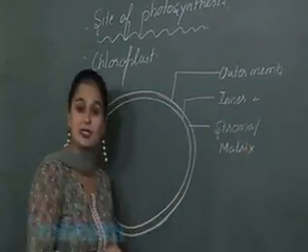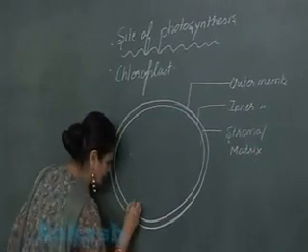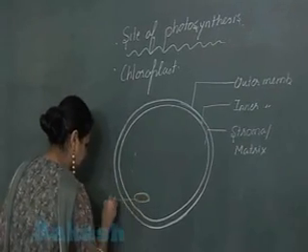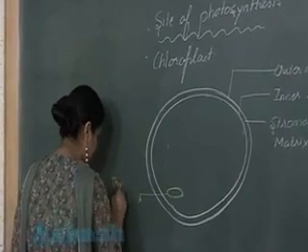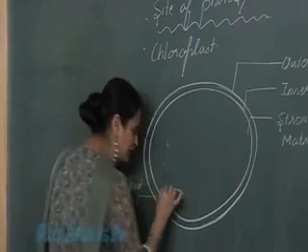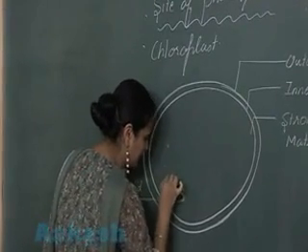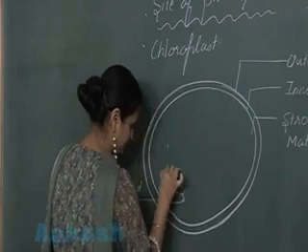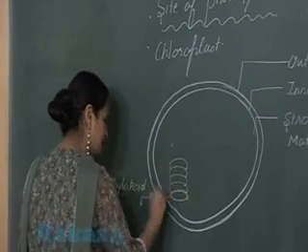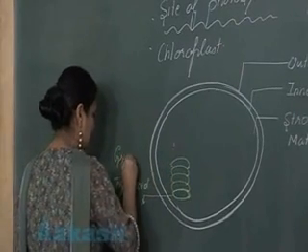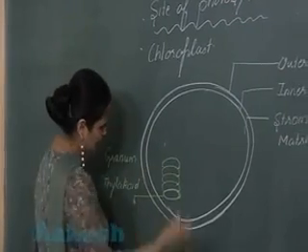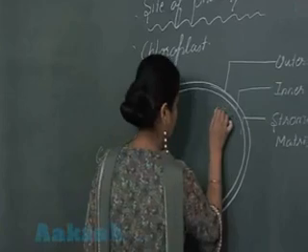In the matrix, there are sac-like structures. You know these sac-like structures are thylakoids. Now the thylakoids are stacked one above the other, and this complete structure which is formed is known as granum. Singular is granum and plural is grana, right? So several grana are present in the chloroplast.